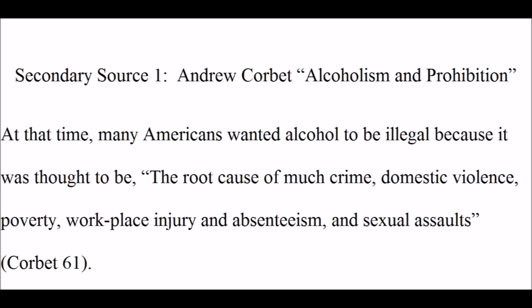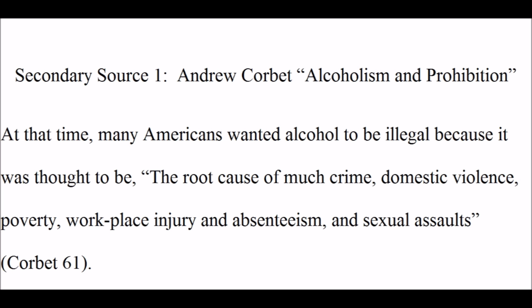Andrew Corbet wrote about alcoholism and prohibition. He says, at that time, many Americans wanted alcohol to be illegal because it was thought to be, and here's her quote, the root cause of much crime, domestic violence, poverty, workplace injury and absenteeism, and sexual assaults. And then she has it properly cited again, Courbet 61.